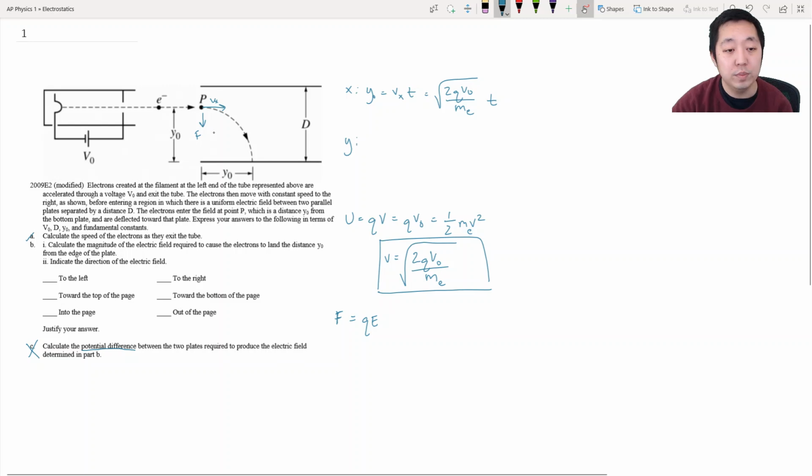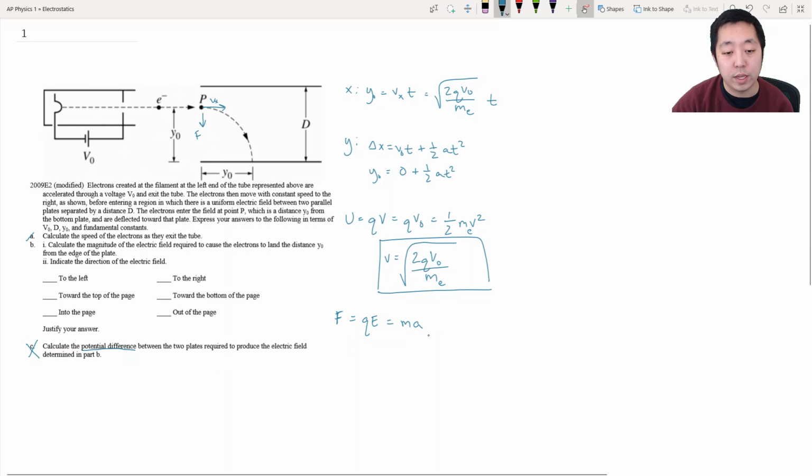In the y direction, I'm going to use the equation delta x equals v naught t plus 1/2 a t squared. So delta x, in this case in the y direction, is y naught. It has no initial vertical velocity. Now, the a is an interesting part. I can't solve for t until I know a. And that's where we go to the fact that the force he's feeling is Q times the electric field. That's equal to m a.